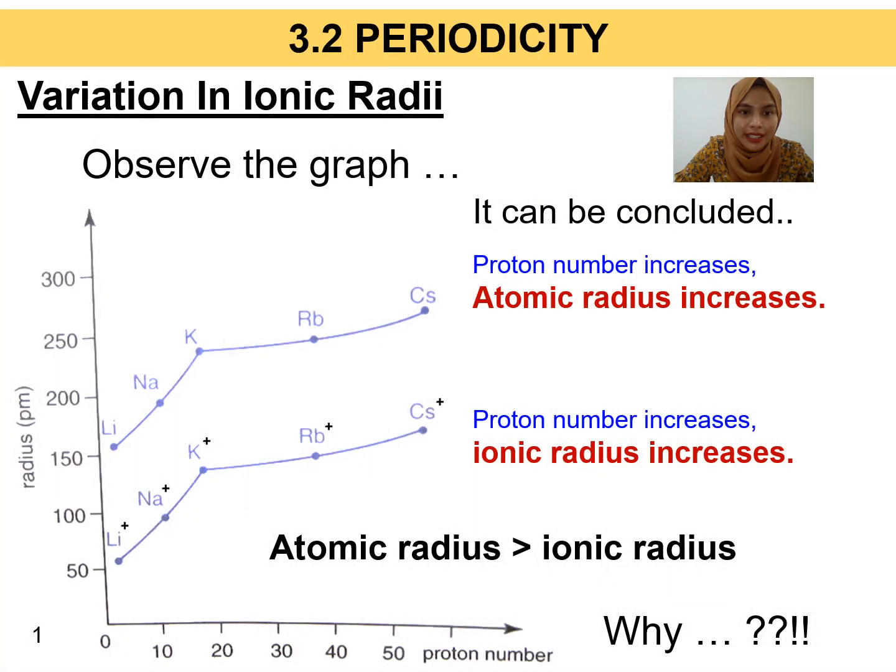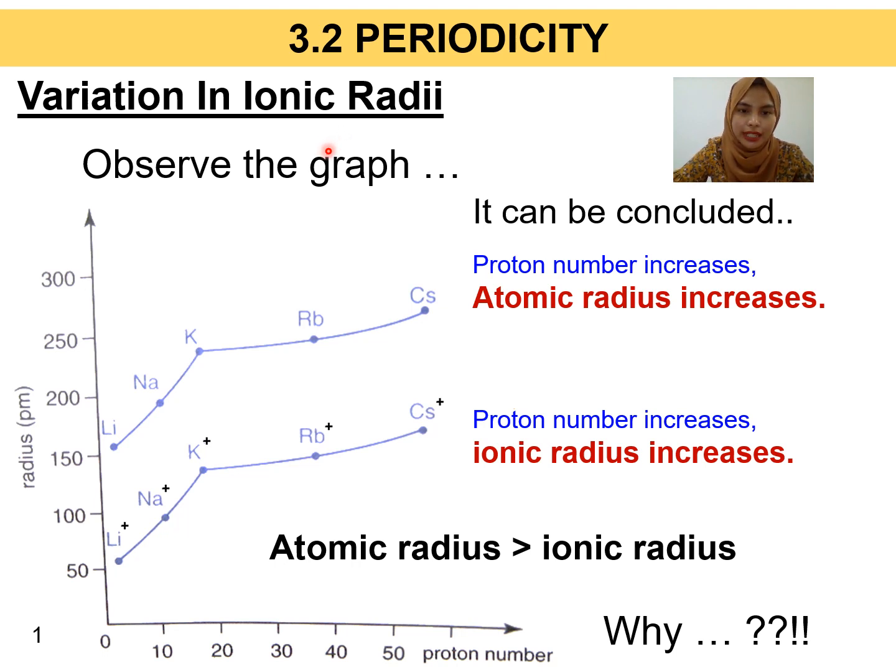Just now we have studied the trend of atomic radii, or the radius of an atom. Now I would like to discuss the variation in ionic radii. Why ion? Because it has a charge, either positive or negative.